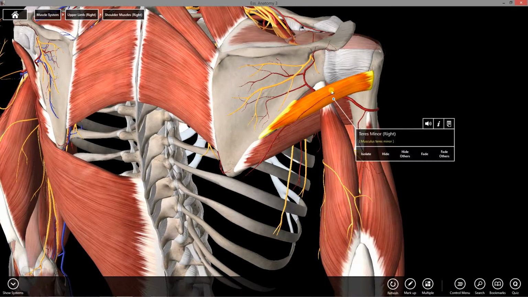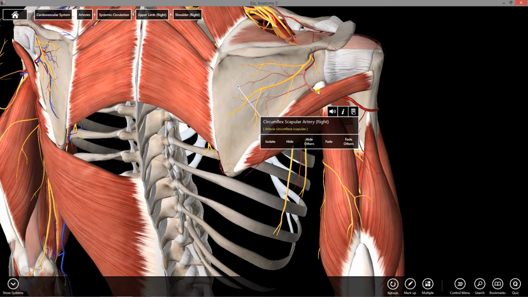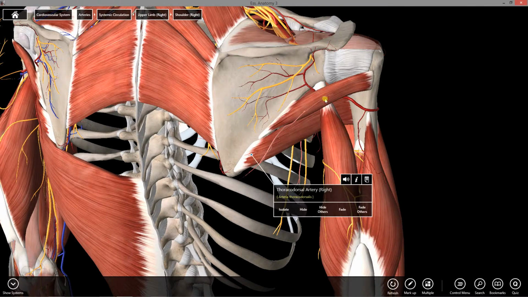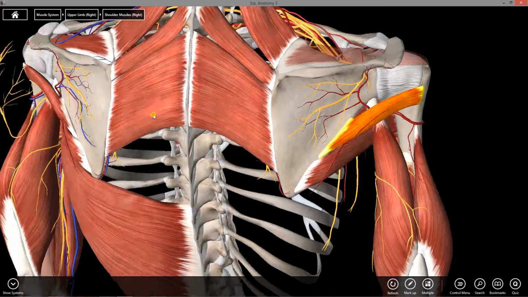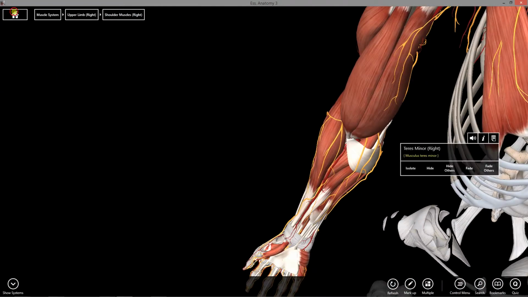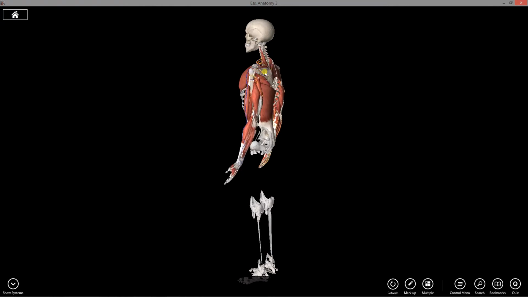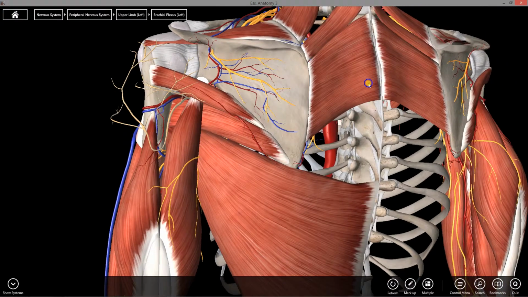So on to teres minor, its arterial supply is the circumflex scapular artery right here, and that's the one that traveled through the triangular space. So here's the triangular space, here's the circumflex scapular artery, and that provides blood supply to the teres minor, and its nerve supply is the axillary nerve. And the axillary nerve, if you remember, is this nerve right here, which supplies innervation to the deltoid as well as teres minor.